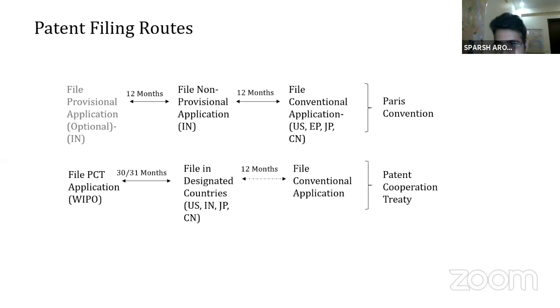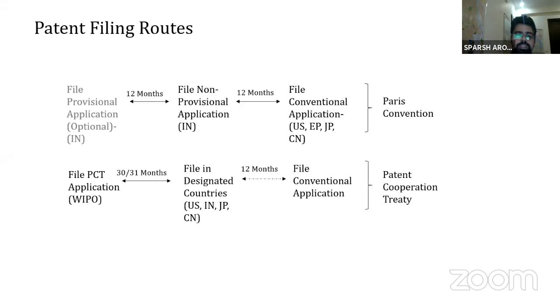All major countries are basically designatory of WIPO. So you can first file a WIPO application, which is a PCT application, and then you get a 30 to 31 month window. You can wait. Many a times it happens that somebody is not very sure whether they have to file a patent application in all countries or not.